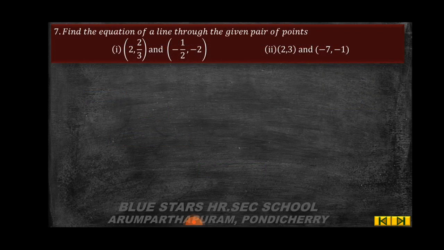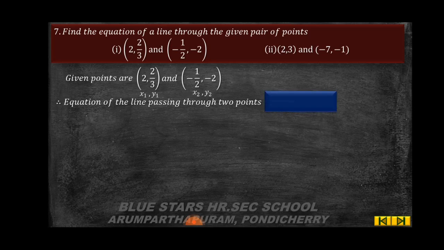Problem number 7. Find the equation of a line through the given pair of points. The first subdivision is (2, 2/3) and (-1/2, -2). The second subdivision is (2, 3) and (-7, -1). So the given points are (2, 2/3) and (-1/2, -2). So this is your x1, y1 and x2, y2.